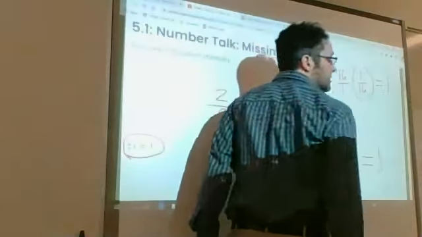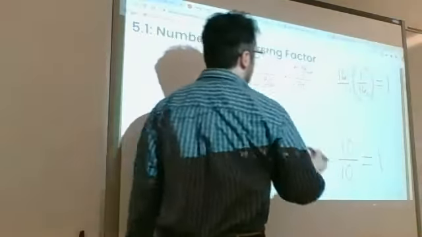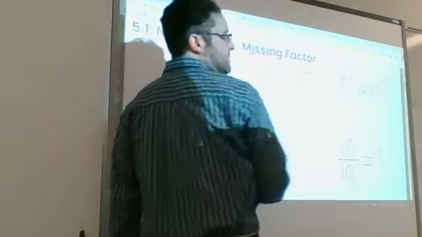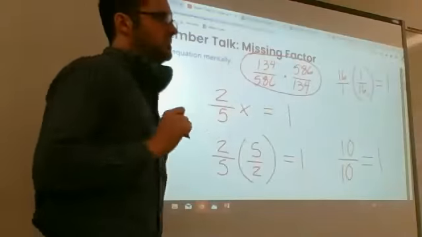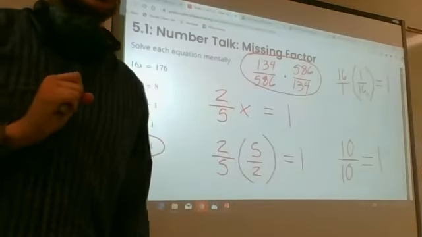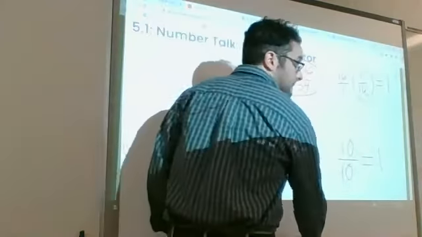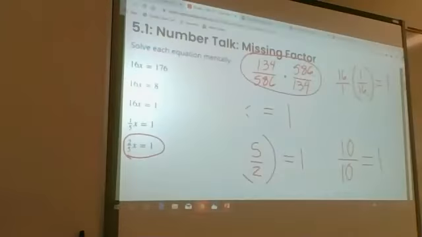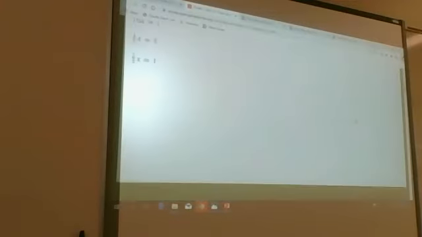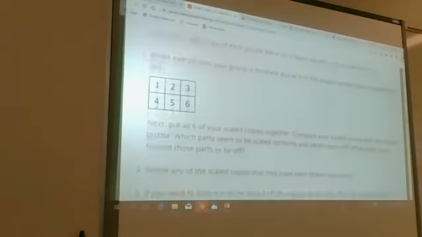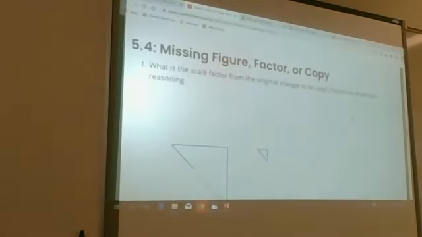Just like this and this. Any fraction multiplied by its opposite fraction equals 1. Doesn't matter what the numbers are. It's always 1. Always. Any questions about any of that? Okay. So let's move forward. Y'all are doing great. There's lots of things we gotta jump ahead on.